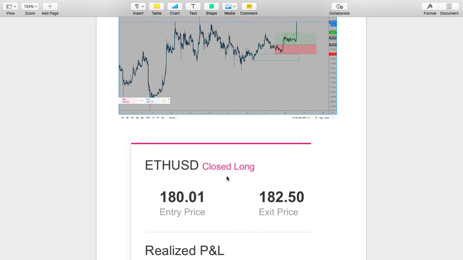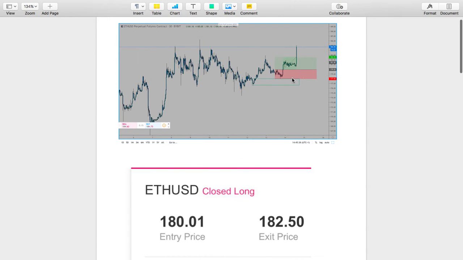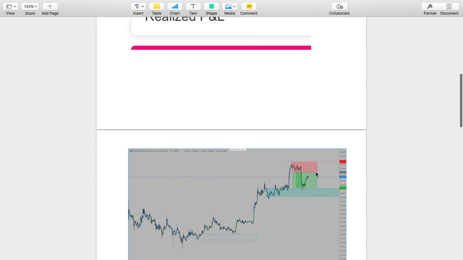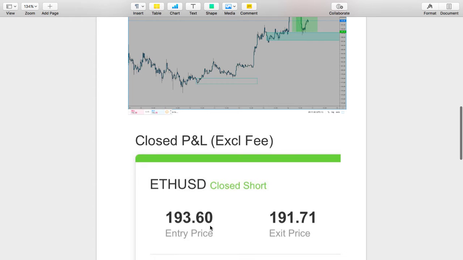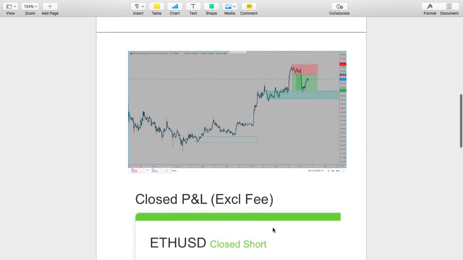So we've got the entry price at 180 and exit price at 182. No drawdown whatsoever. Straight into profit and stayed in profit all the way to target. Same with my short here. We got entry price at 193.60 and exit price at 191.71. No drawdown at all. Straight to target profit.